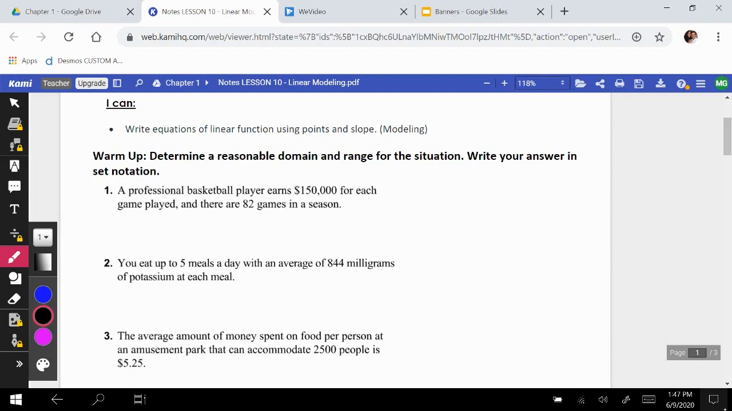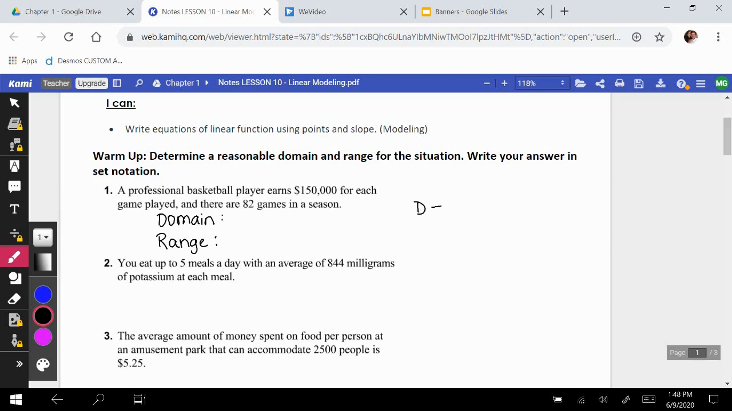So we really have to think about cause and effect here. Does the player earning $150,000 determine the number of games, or does the number of games they play determine how much money they earn for the season? Well, the number of games is going to determine the amount of money that the player makes. So domain, remember, is your input values, which are normally your x values. And range is going to be your output values or your y values.